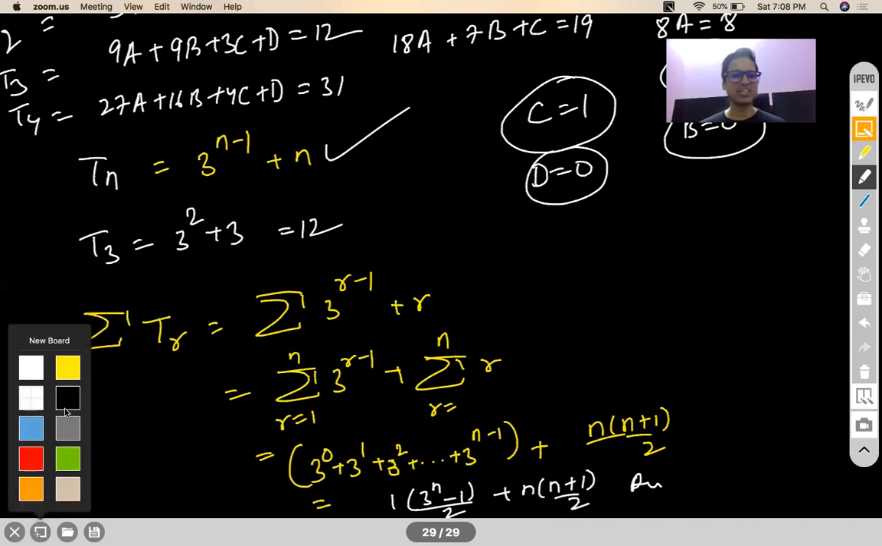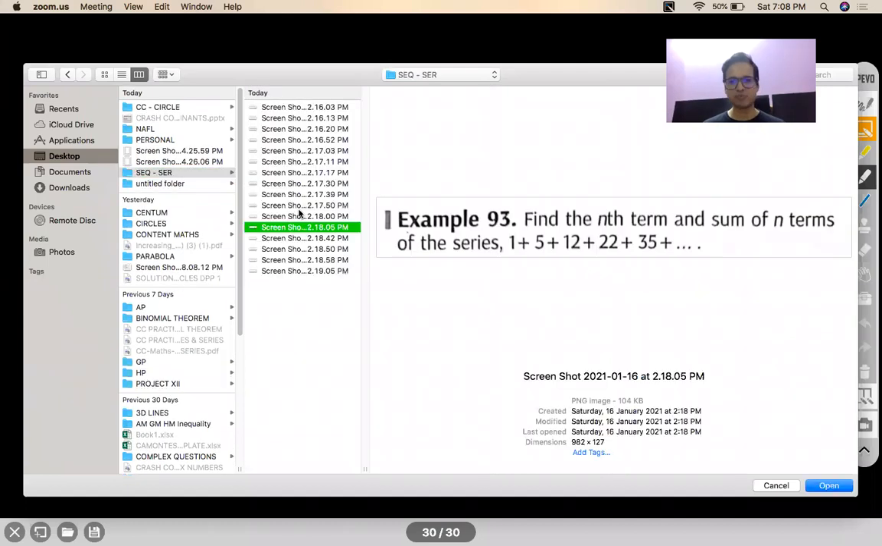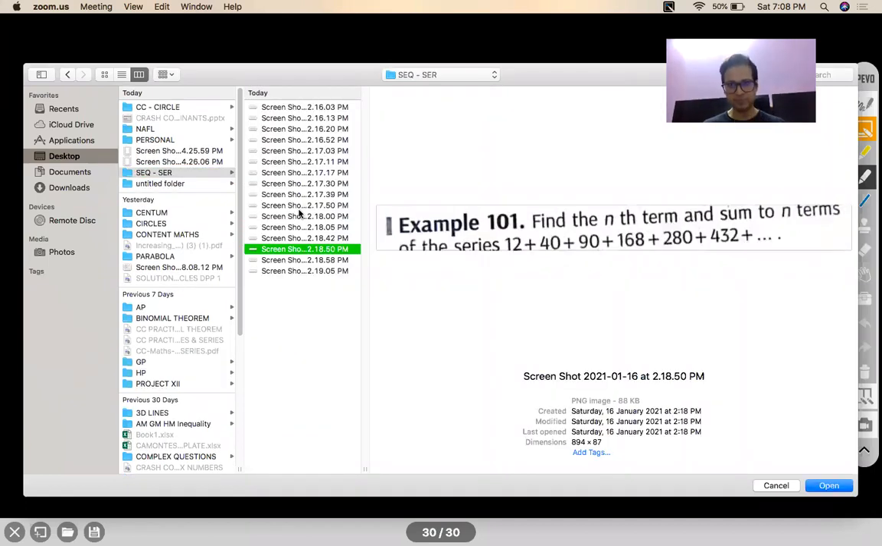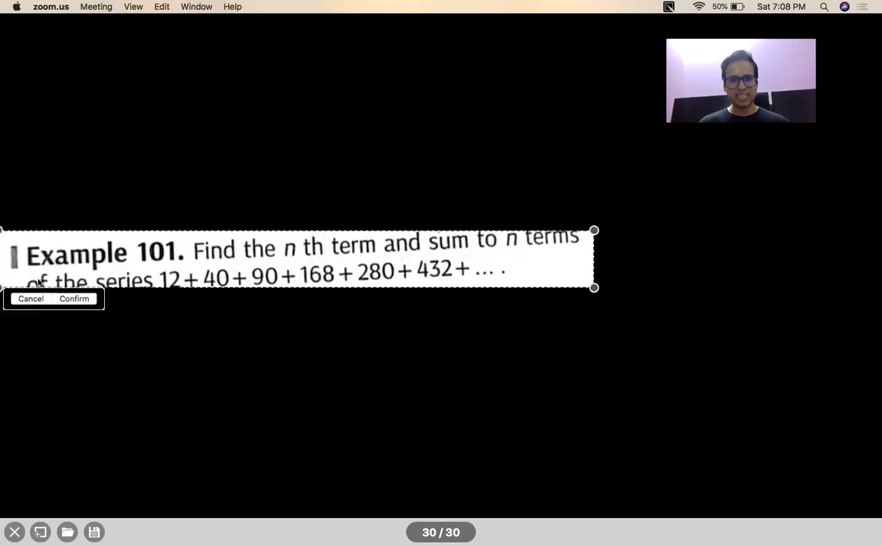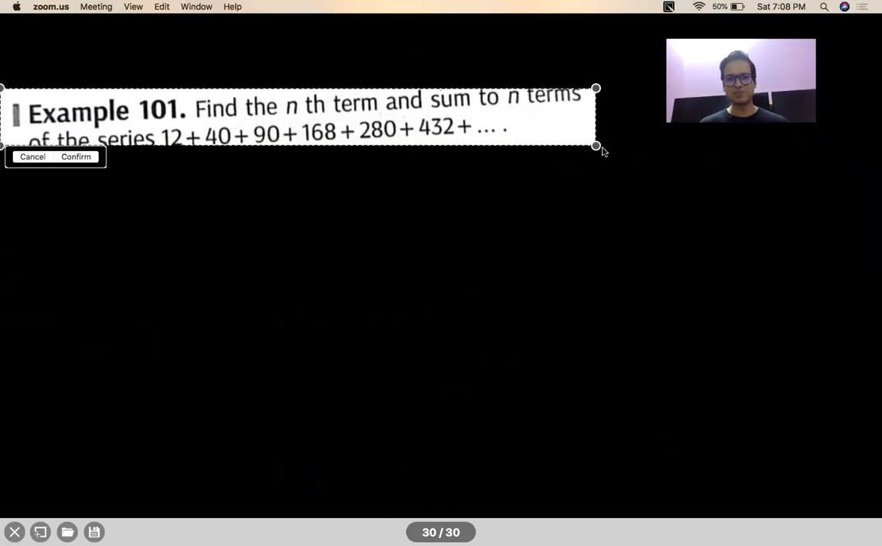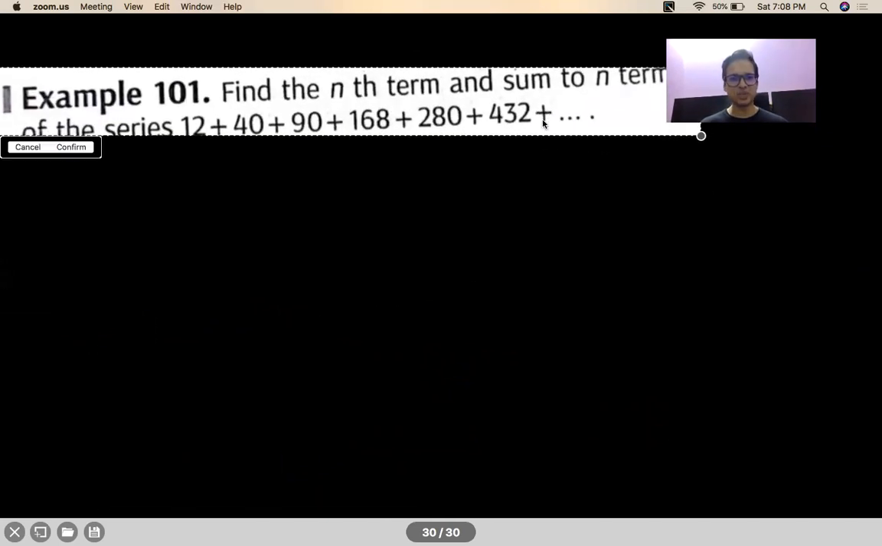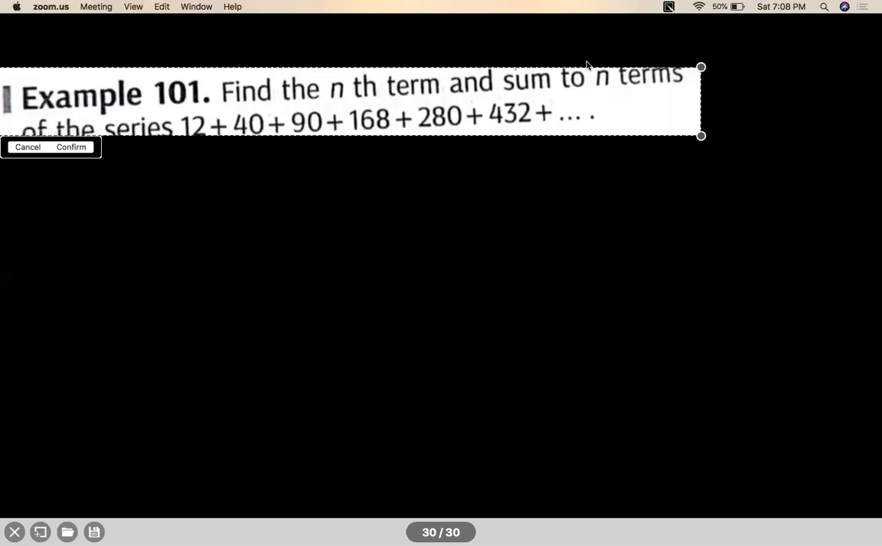Okay, so we will take up Newton's difference method also. Find the nth term and the sum to n terms. I hope you can see this: 12, 40, 90, 168 and so on.